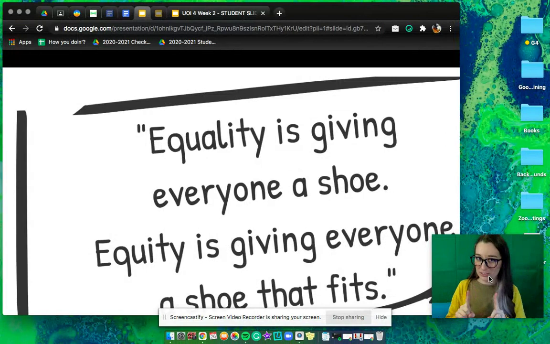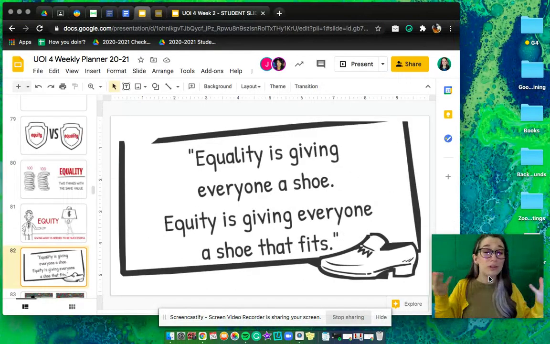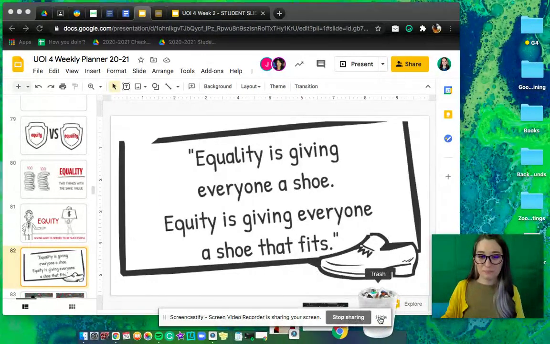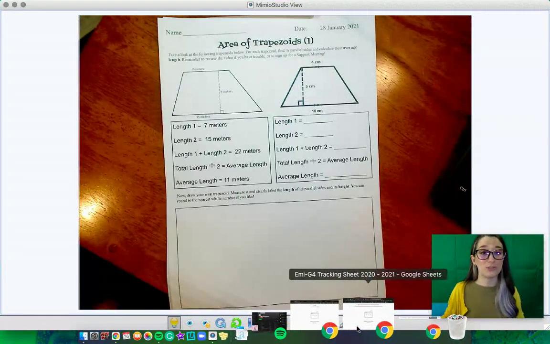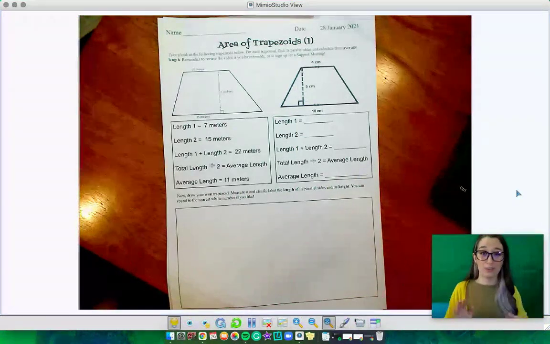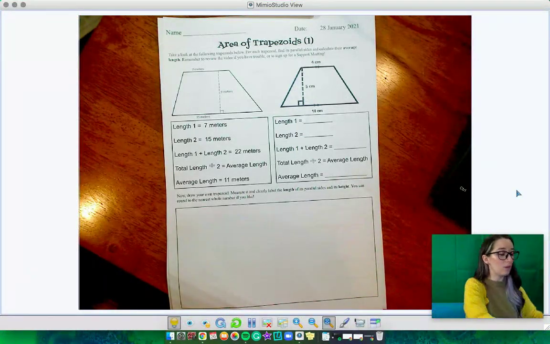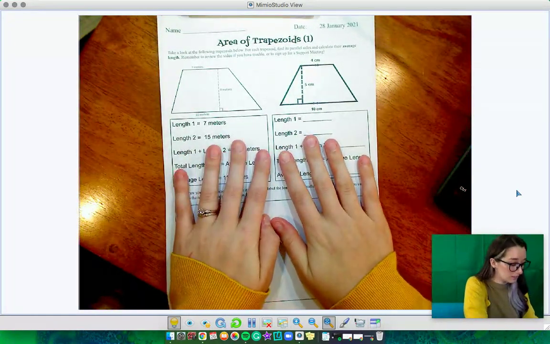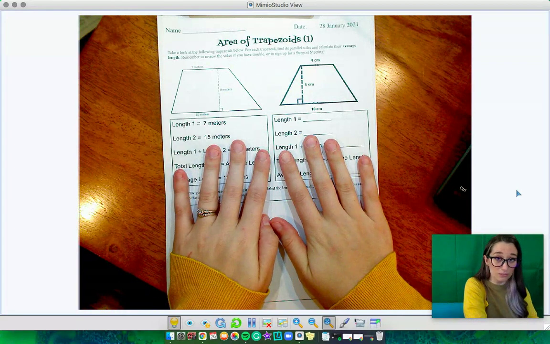So let me model this a little bit for you in a real life kind of situation. Let's go ahead and pull up my document camera, and then we can take a closer look at what this might actually look like in real life. So in real life, we would have work, and I would have two hands to do my work. But this looks different for some people.